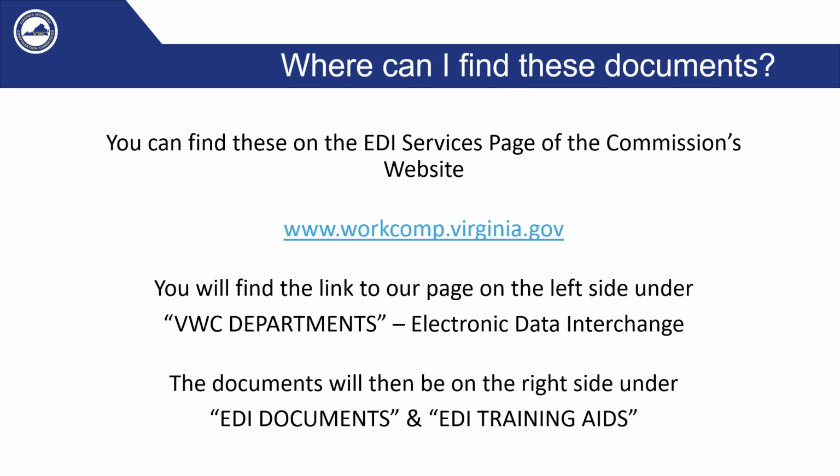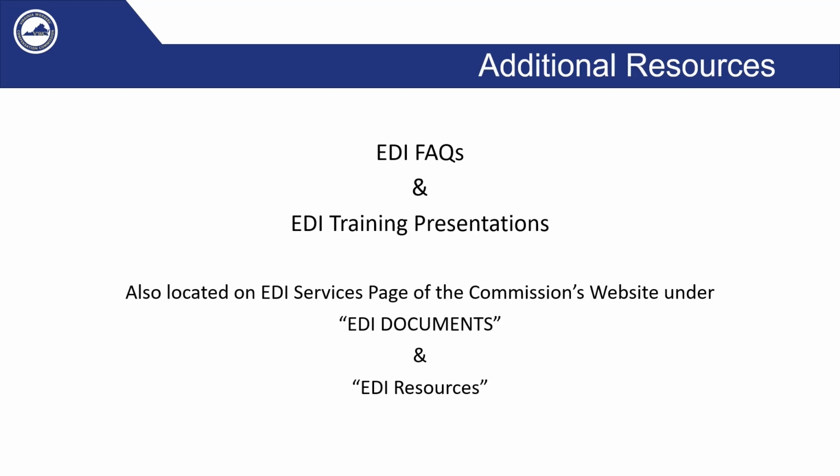The training aids and the implementation guide can be found on our public website. On the left-hand side, go to the electronic data interchange under VWC departments, and the documents will be on the right-hand side under EDI documents and EDI training aids. Some additional resources we have are the EDI FAQs and the EDI training presentations. These resources can also be located on our EDI page on the right-hand side under EDI documents and EDI resources.